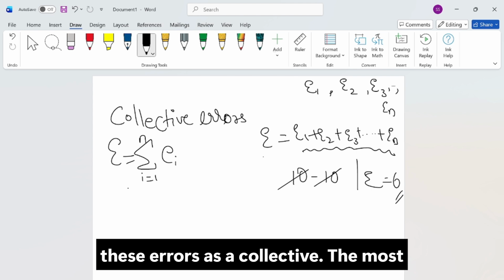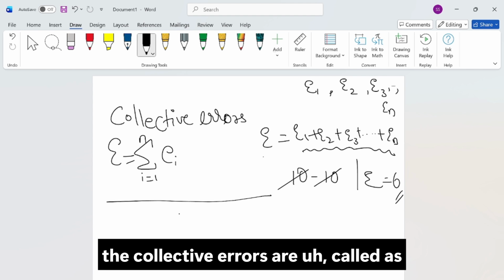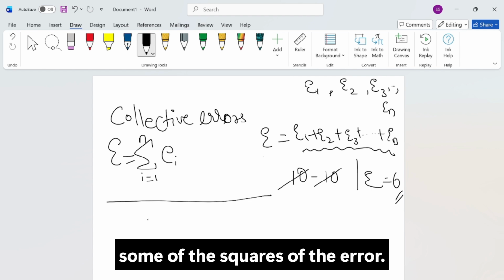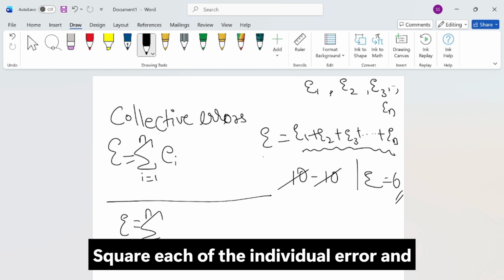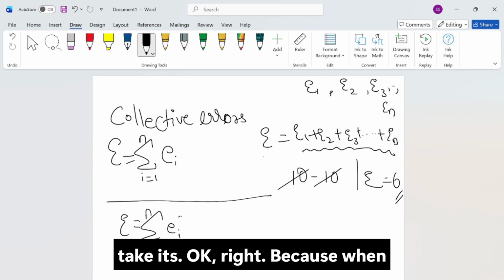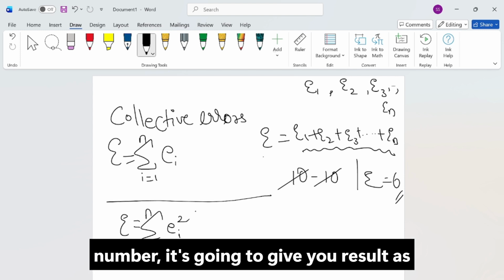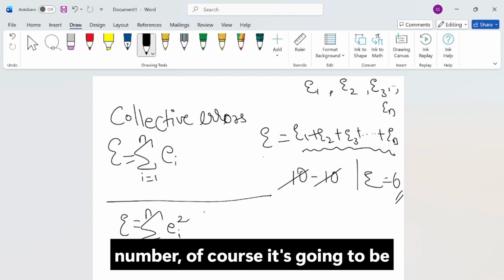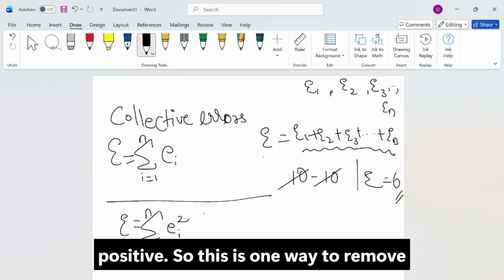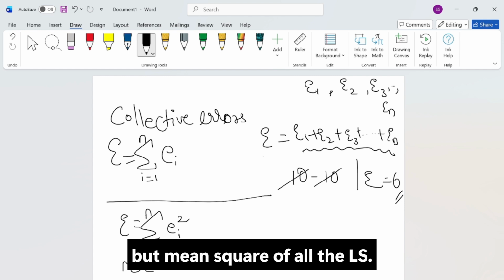The most popular ones which are used to calculate the collective errors are called the sum of the squares of the error. That means collective error, we simply square each of the individual errors and take its sum. Okay, fine. Because when you square a number, if it's a negative number, it's going to give you a positive result, and even if it's a positive number, of course, it's going to be positive. So this is one way to remove the effect of sign, right? This is nothing but mean square of all the errors.